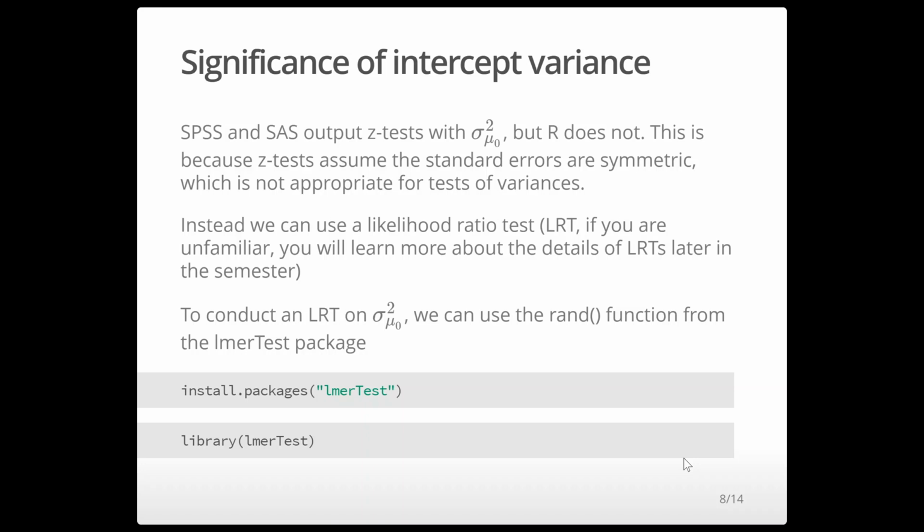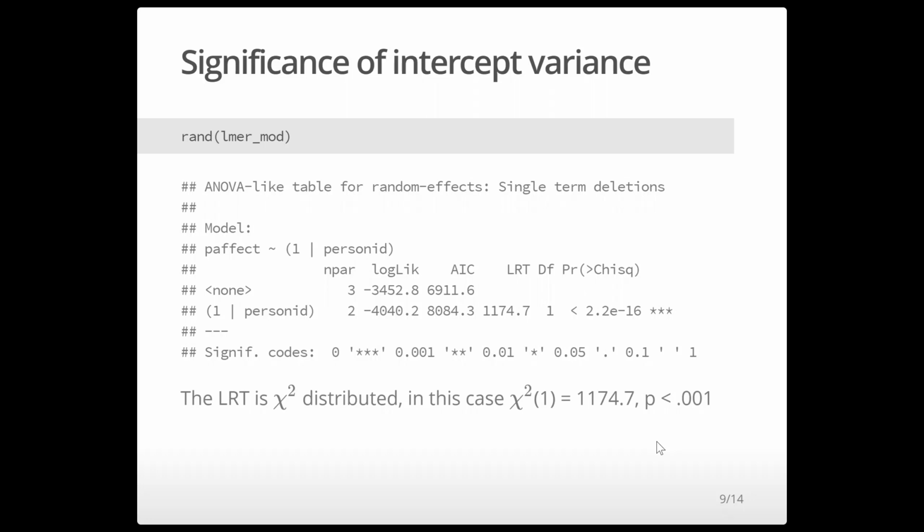But for now, all we need to know is that we can conduct a likelihood ratio test on sigma squared mu to test whether it is significantly different from zero, using the rand function from the lmerTest package. So you need to first install and load the lmerTest package, which is an extension of lme4. And then you call rand on your model, and you get an ANOVA-like table, which is actually doing a likelihood ratio test, and likelihood ratio tests are chi-square distributed.